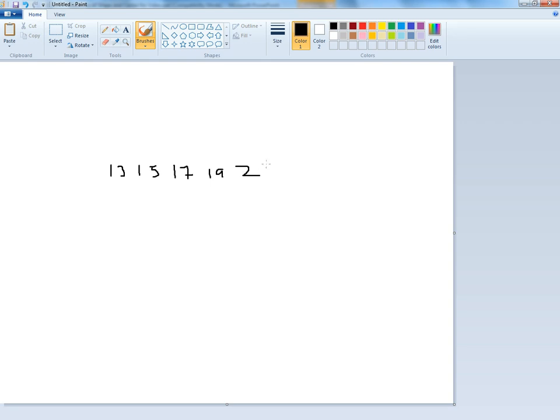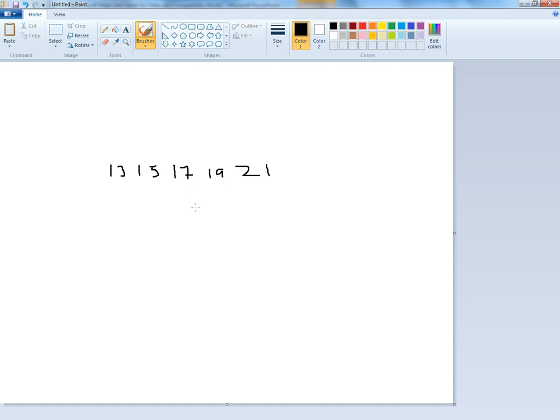Now, how we get the mean for that is that we would sum up all of these numbers and divide by the total number of observations, which is 5. In this case, it turns out to be 17. For the median, we sort them in ascending order and grab the middle number. Since we have an odd number of observations, we just grab the center number.